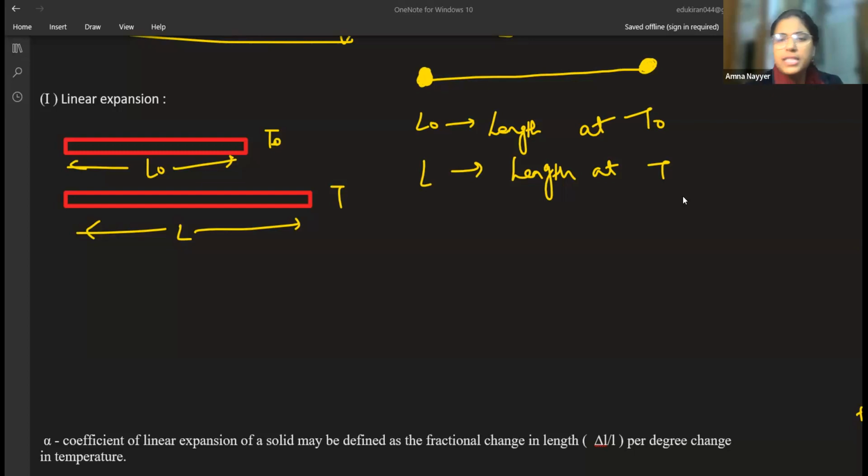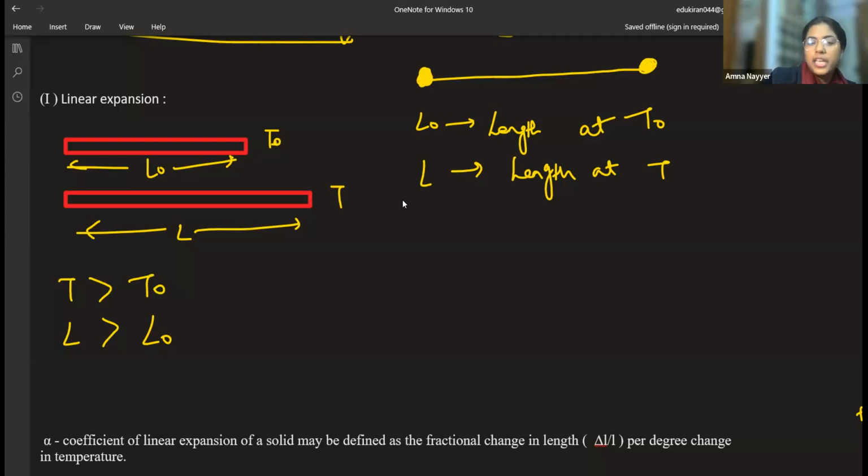Linear expansion means initially the length at a temperature T0 was L0. Right? At temperature T, capital T, the length increases to capital L. This is the length which is given. Fine. So obviously we have increased the temperature. T is greater than T0. So length has also increased, where L is greater than L0. These things you have to remember.